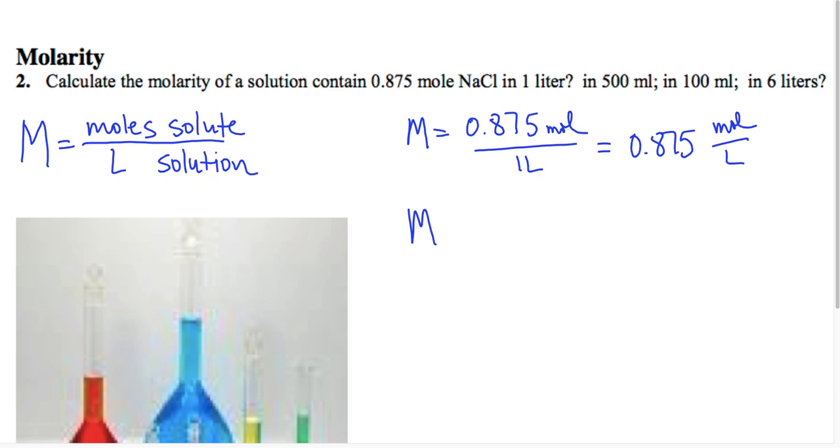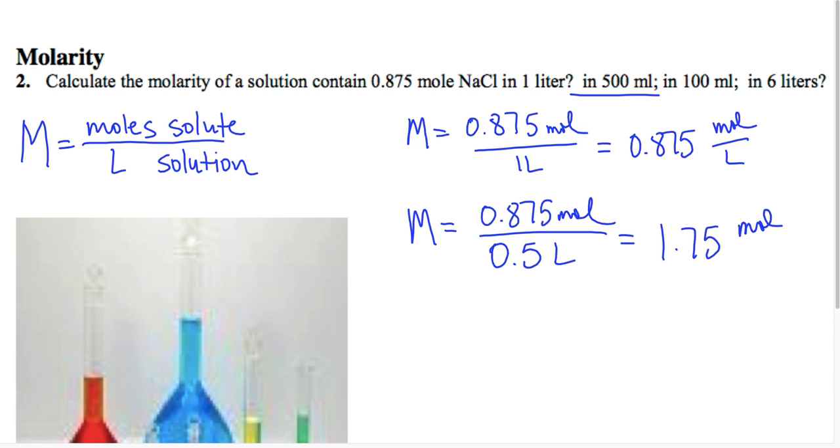This next molarity is the same number of moles divided by, we're going to go into 500 mils. Now I'm hoping we're at the point where we can convert that in our head to liters. Can we do that? What is that? 0.5. We divide by 1,000. So 0.5 liters comes out to be 1.75 moles per liter. All right, this next one, we're going to divide it by 100 mils, which is how many liters?